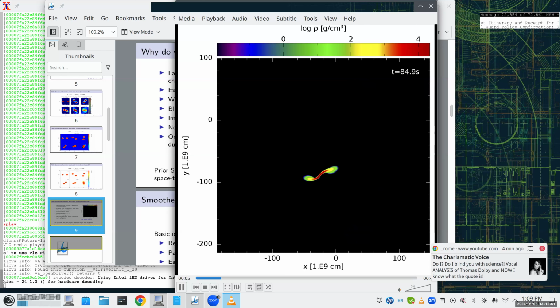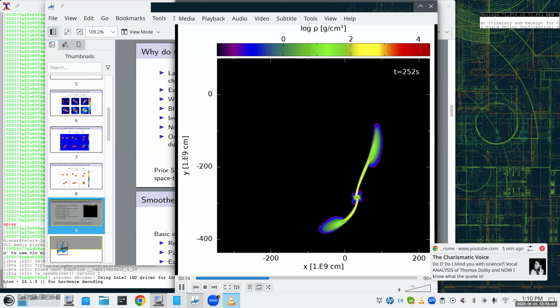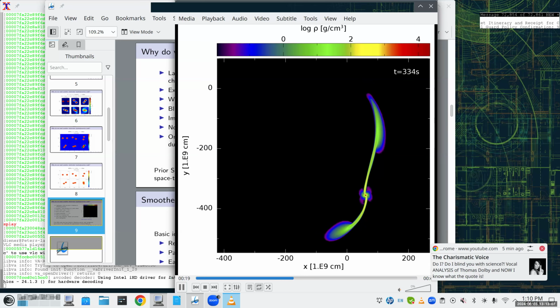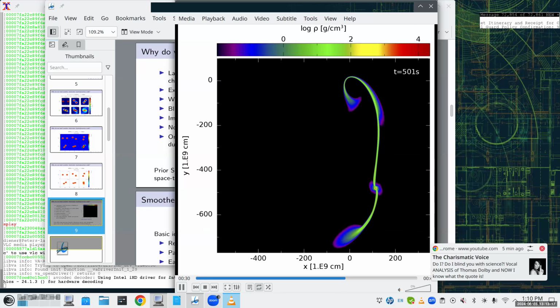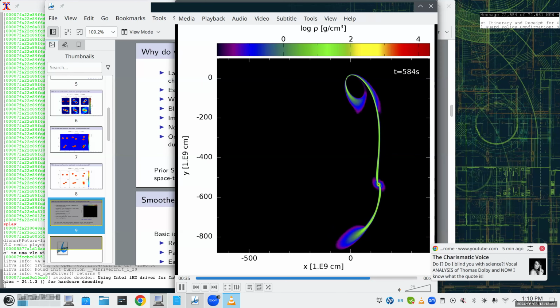I'm sorry, what was the physical setup again? It's a white dwarf that gets tidally disrupted by a black hole. The black hole is at the origin. Where's the white dwarf? That's the black hole, right? No, that's the white dwarf. Oh, that's the white dwarf. Where's the black hole? The black hole is at 0,0. Oh, okay. All right. Yeah, so it's up here right now. And there's still a core of the white dwarf that is gravitationally bound here.